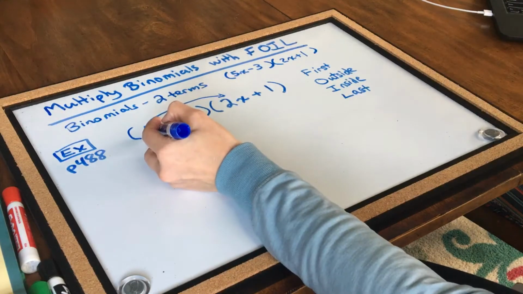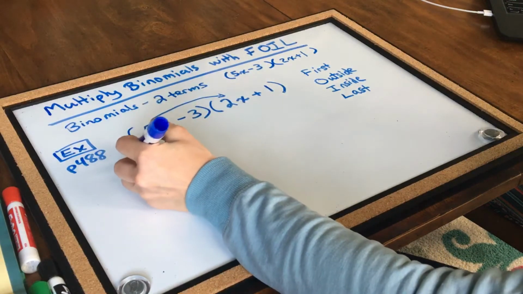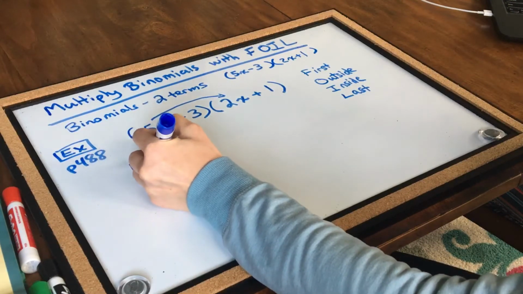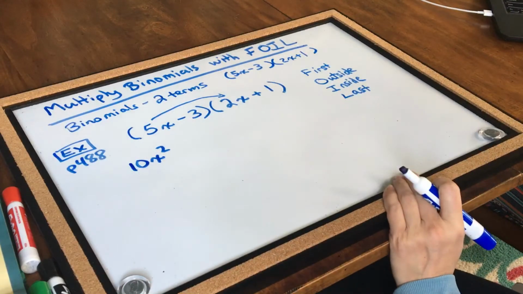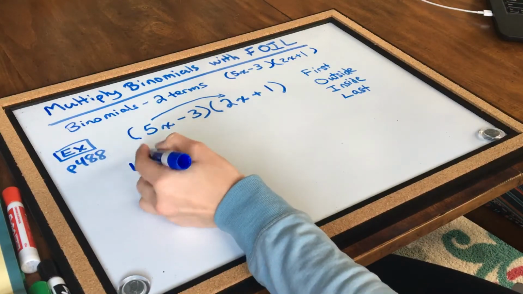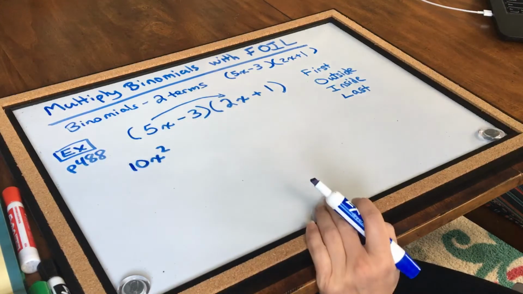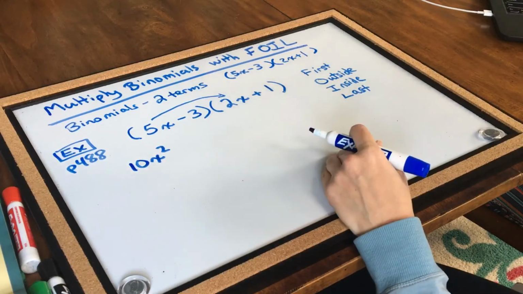So I'm going to start with 5x times 2x. This would be 5 times 2 is 10. So this would be 10x squared because there are 2 x's. Okay? You're almost always going to get either an x squared or possibly even an x to the 4th in your first term. If it doesn't have x squared, watch out, you might have done something wrong.